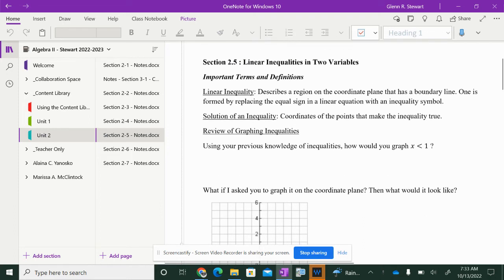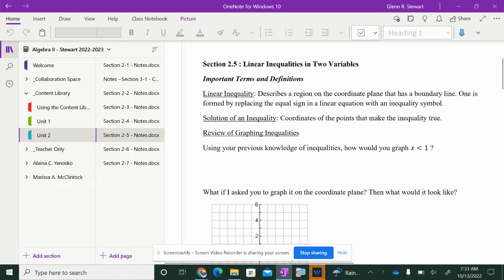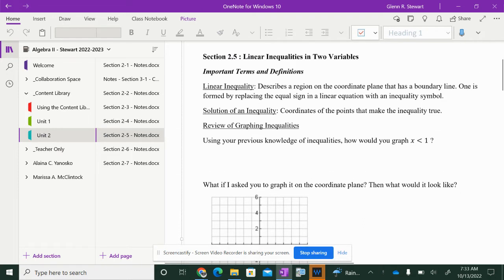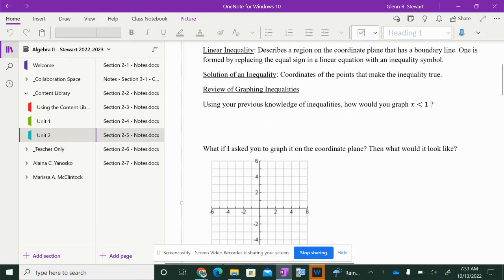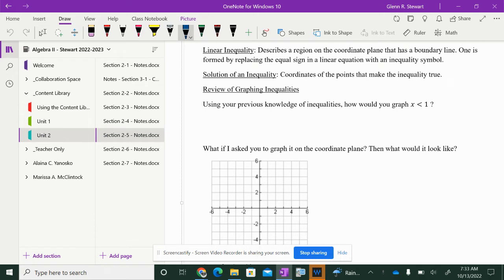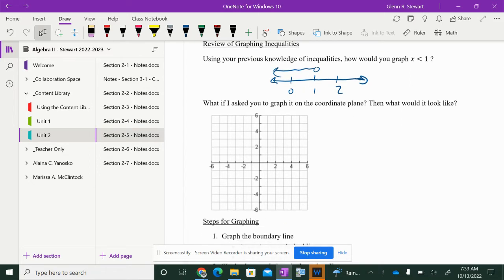The important thing that we need to know about linear inequalities is that they describe a region of the coordinate plane that has a boundary line. Previously, if we wanted to graph something like x is less than 1, we would draw a number line, put 0, 1, and 2, put an open circle, and then shade to the left. Now if you do it on a coordinate plane, it looks something like this.